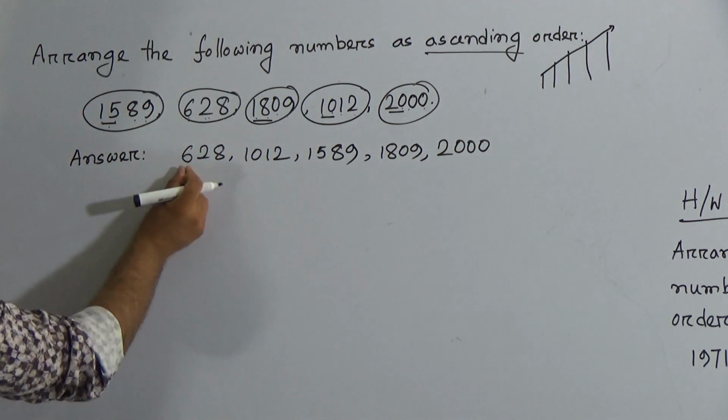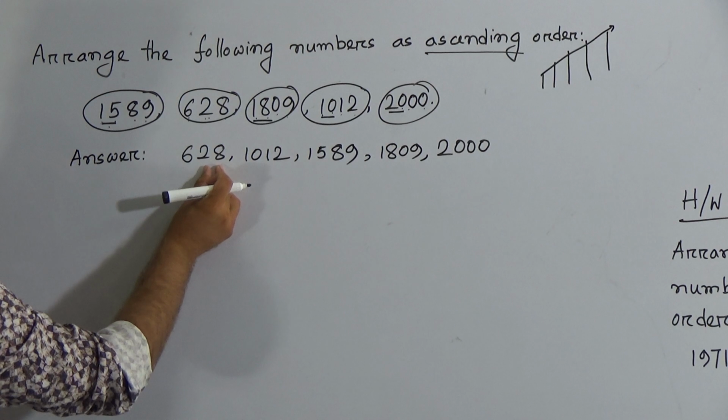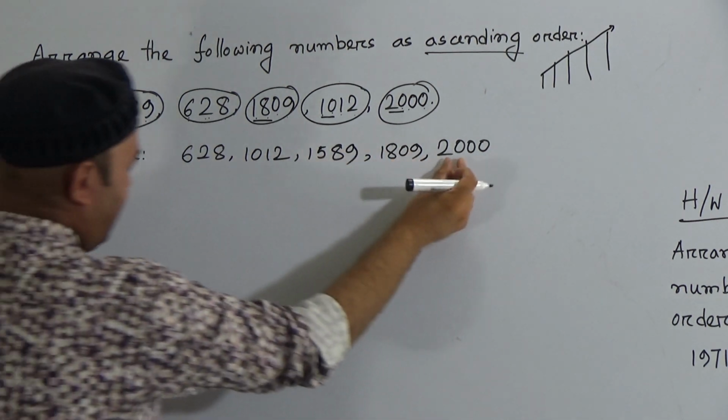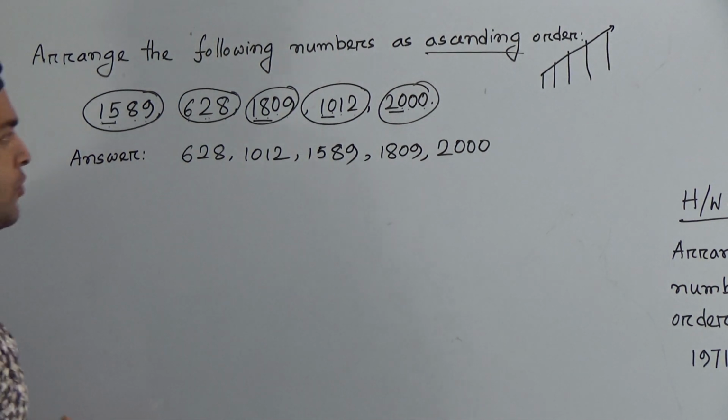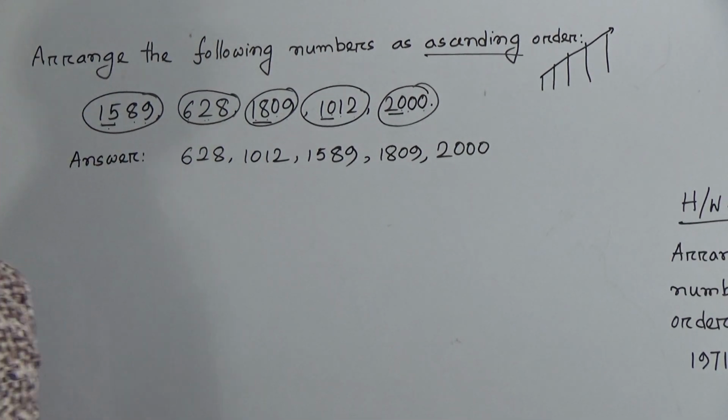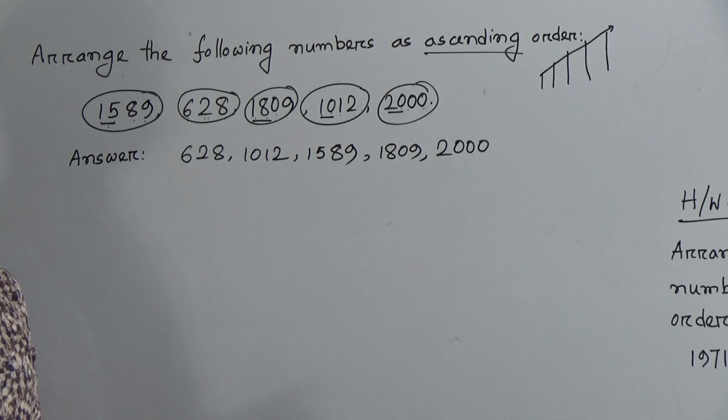Now 628 is the smallest number and 2000 is the biggest number. My dear students, hope you understood how we can find ascending order from some numbers.